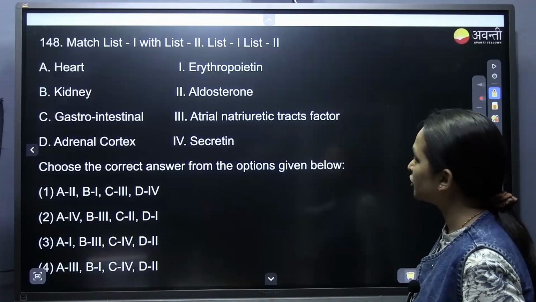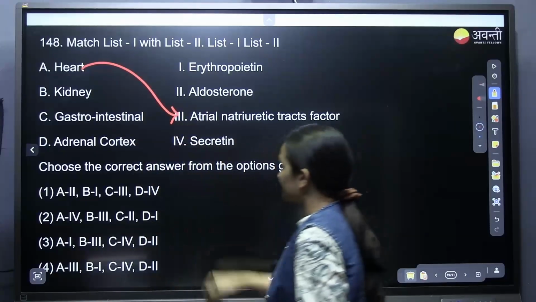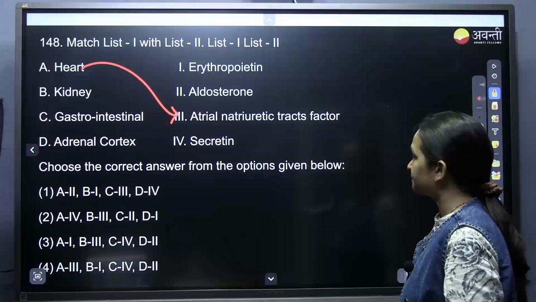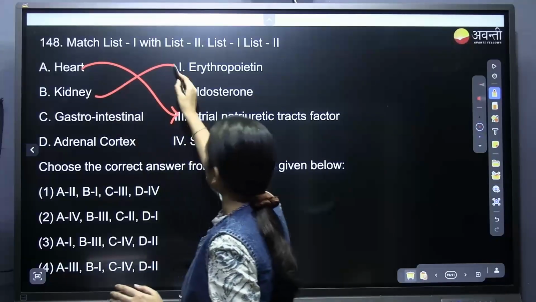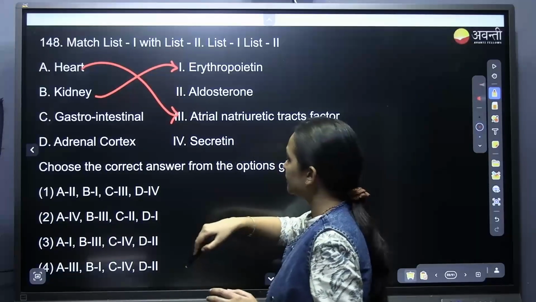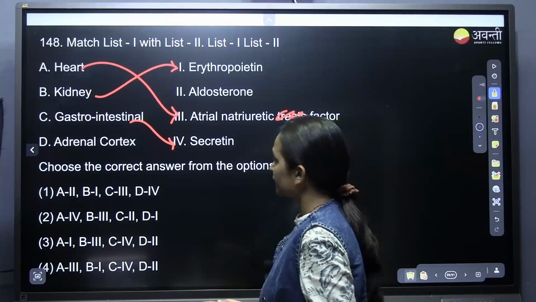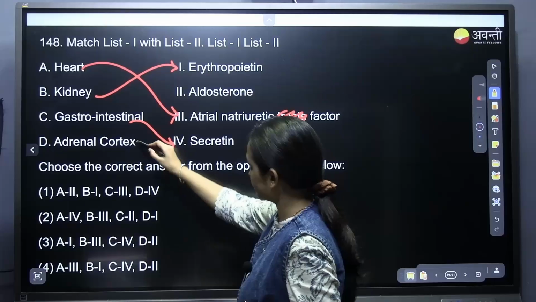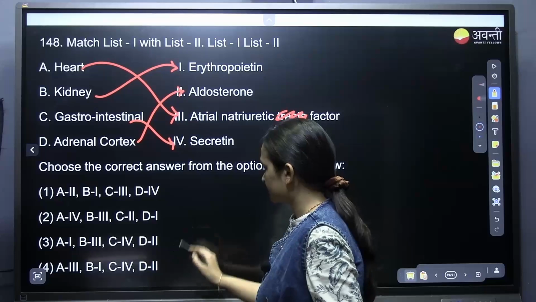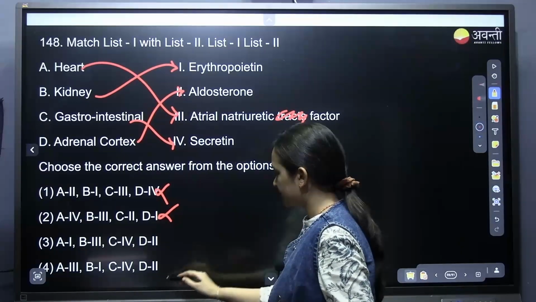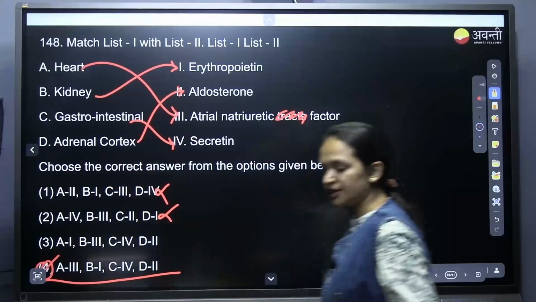Heart, which hormone? Atrial natriuretic factor, ANF. Kidney, erythropoietin. Very good. Gastrointestinal tract, secretin. Adrenal cortex, aldosterone. D2, C4, B1. Option 4 as the right answer.